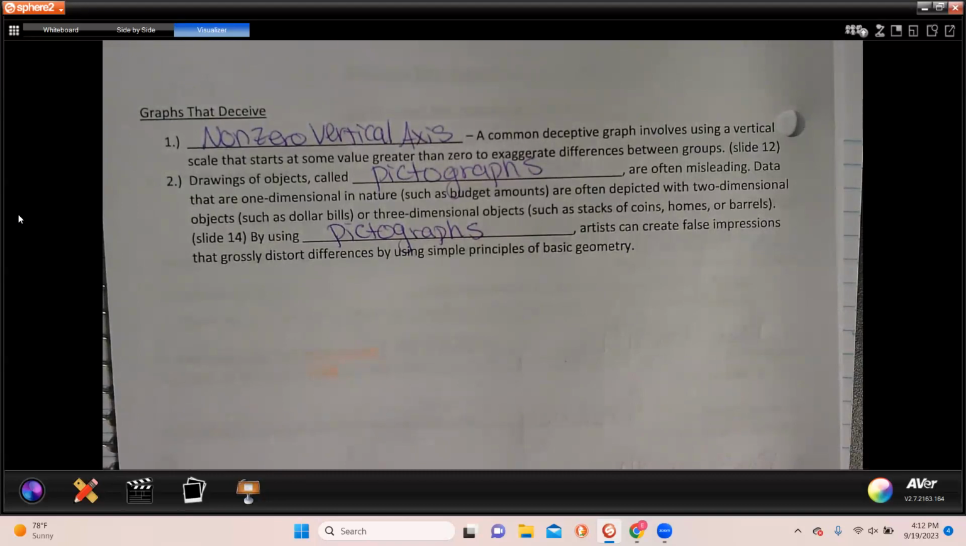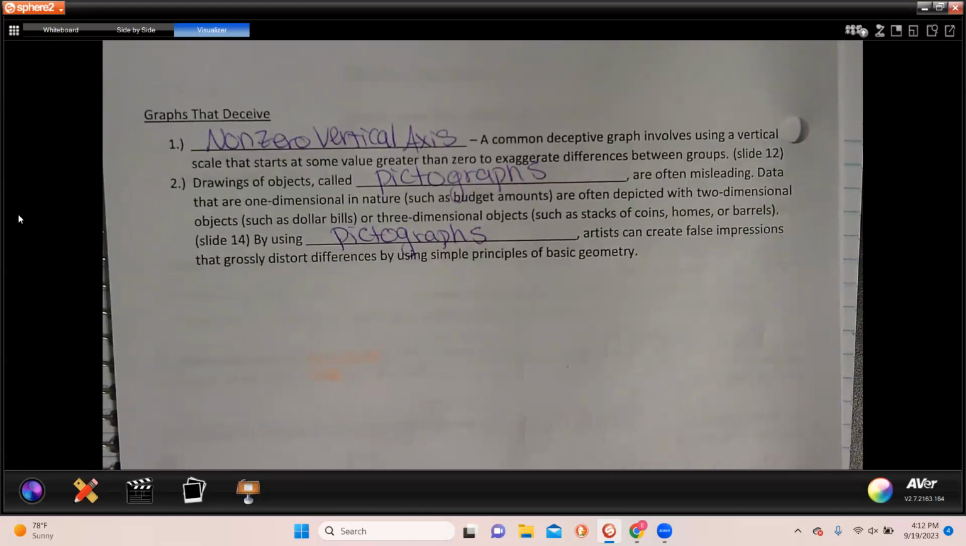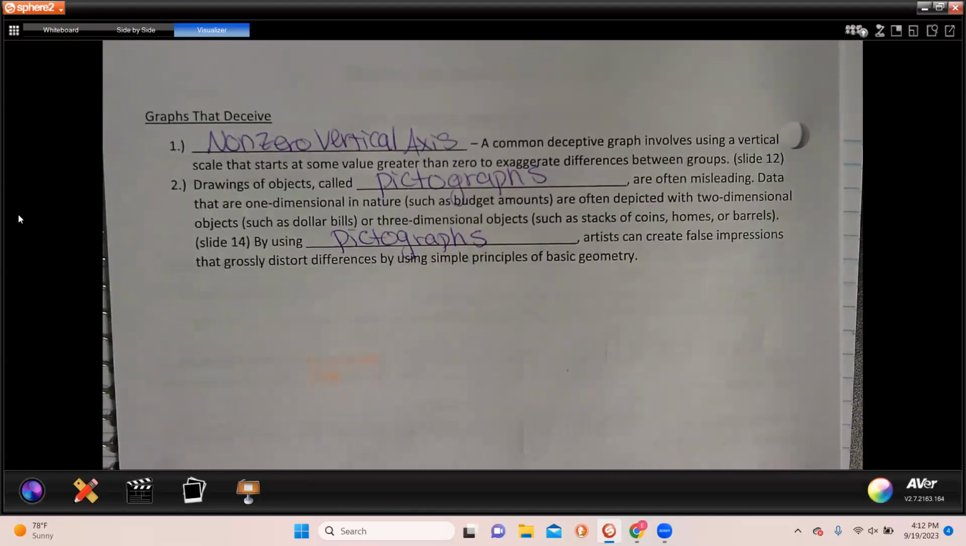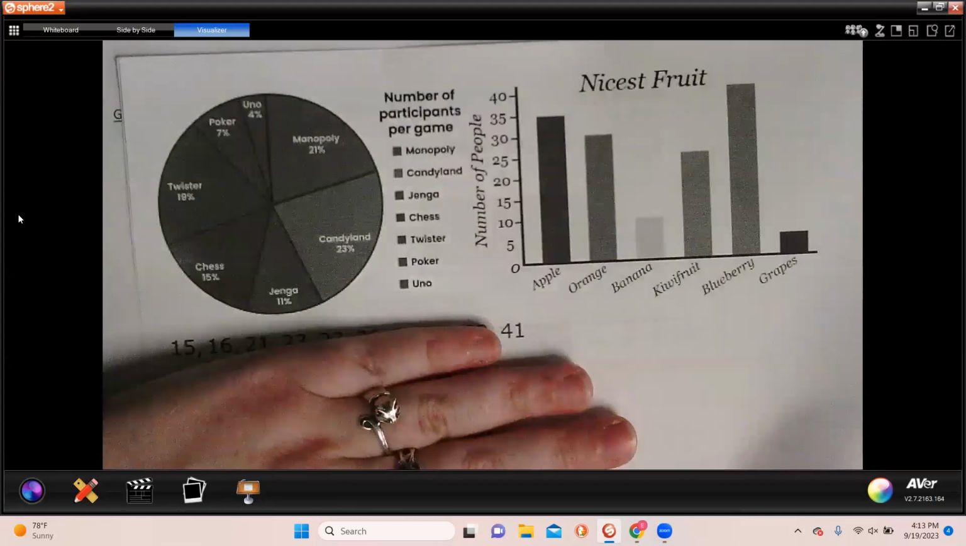So you need to pay really close attention to the scale of whatever you run into, because this is where people trick you. All right, and that is the end of 4.2. Okay, that is the end of 4.2, but I do have a representation of a pie chart.